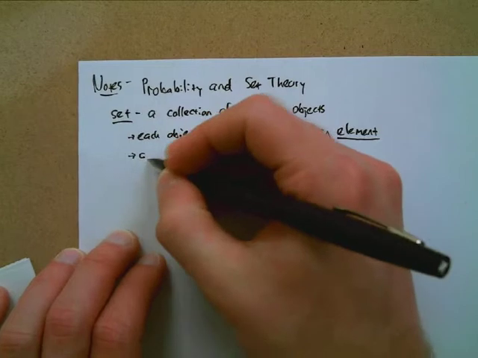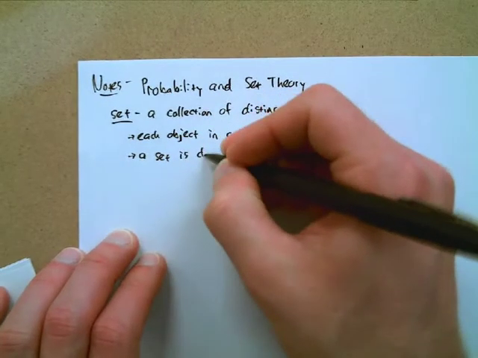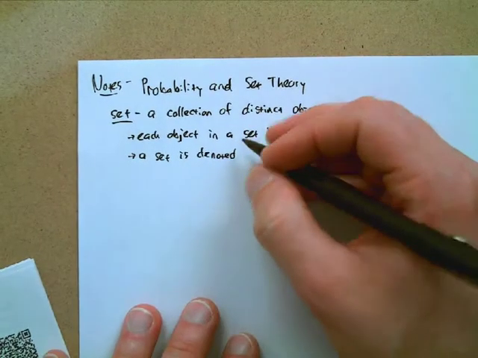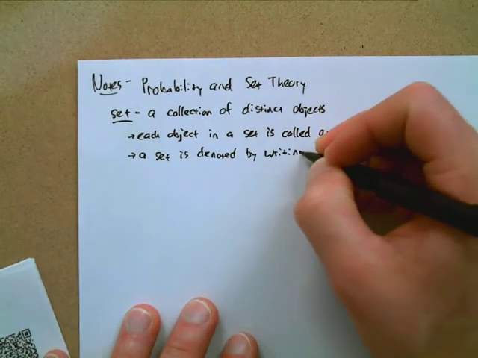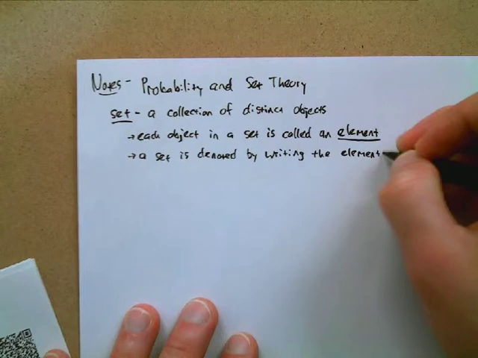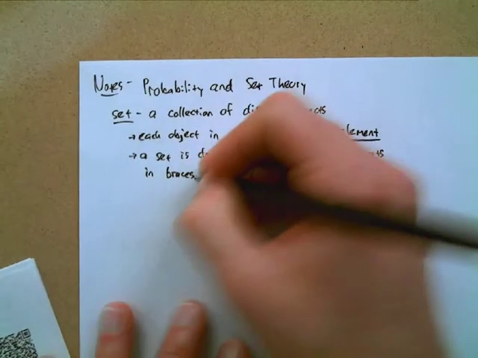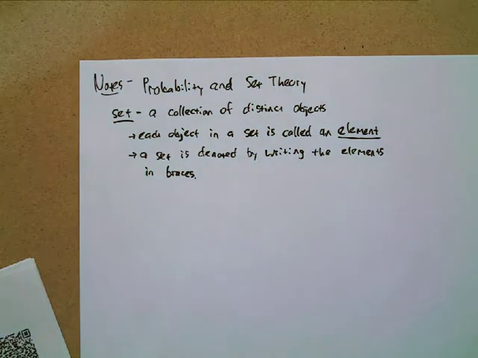A set is denoted by writing the elements in braces. Braces are those fancy grouping symbols that we use, right? The fancy grouping symbols. And we'll get some examples here in a second.